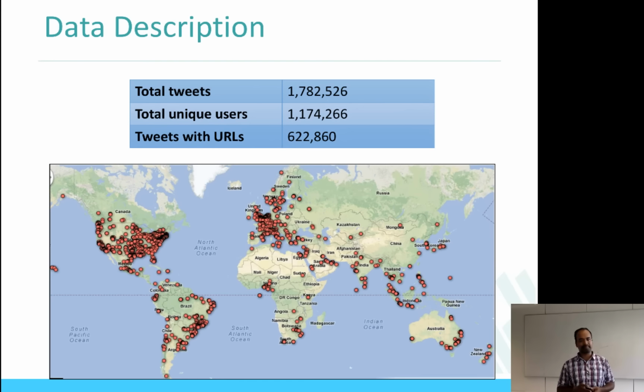So in this case, the map at the bottom also shows where the tweets have come from. Of course, these tweets have geotagged information in them, and therefore we are able to mark on the world map where the tweet has come from.